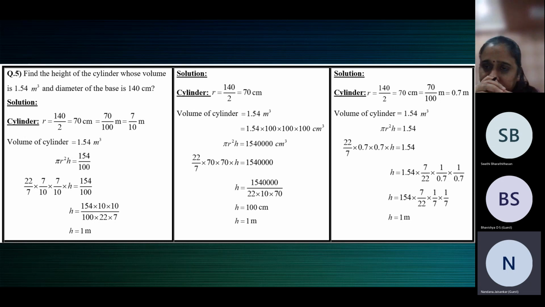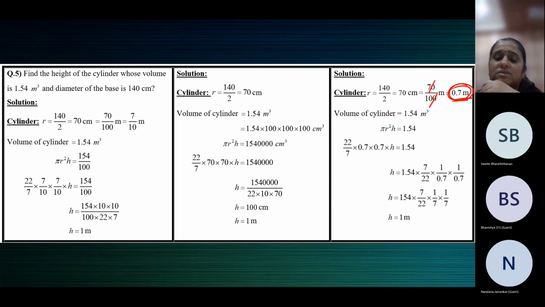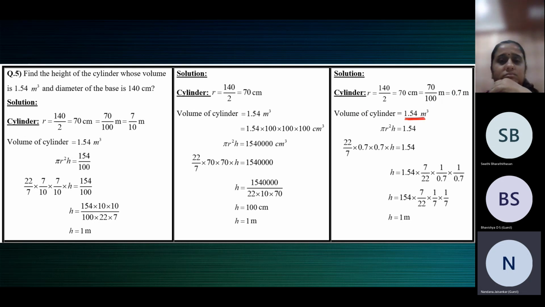140 by 2 we can divide, ma'am, so we get 70 centimeter. We made 70 centimeter into meter by dividing it by 100. So the decimal moves 2 steps forward, ma'am, so you get 0.7 meter. Very good. So now you have the radius in meter. Radius is in meter. Yes, and the volume of the cylinder is 1.54 meter cube, ma'am.